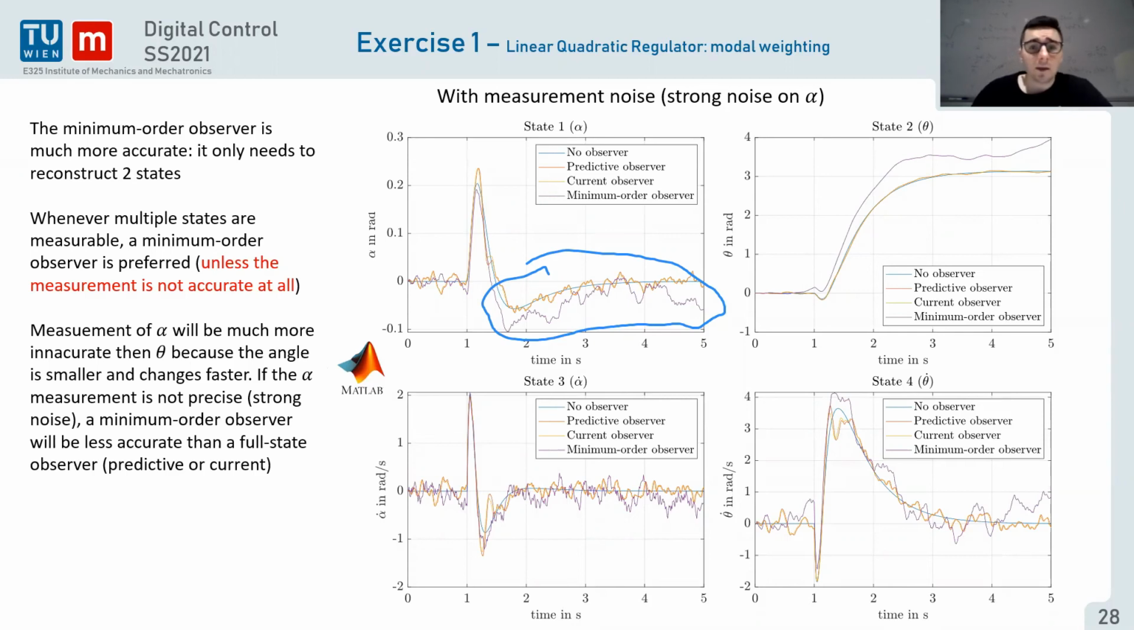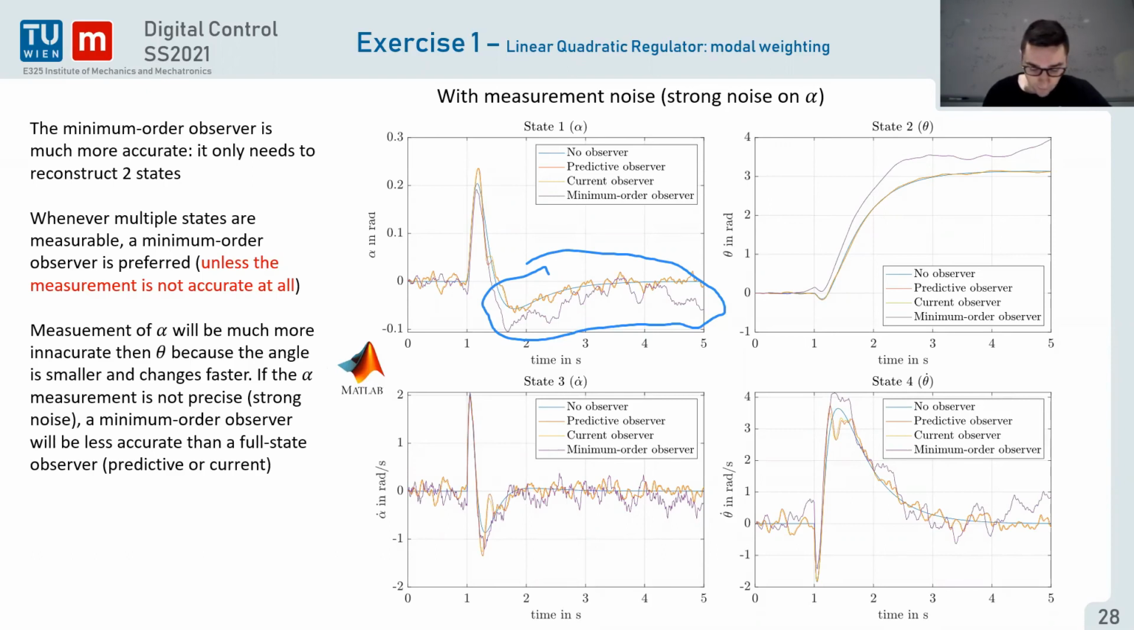So the main thing to remember is that every time you can add a measurement to your observer, you can build a minimum order observer, and it should be better because you have more data coming into your observer. But you have to be careful. If the measurement is really bad, then either you need to filter it beforehand, or it's not going to work. Here's just the example: if you have really strong noise on alpha, it's better not to consider alpha at all and to use a predictive or current observer with only theta. The problem is the variance of the noise, but also the fact that there's an offset.